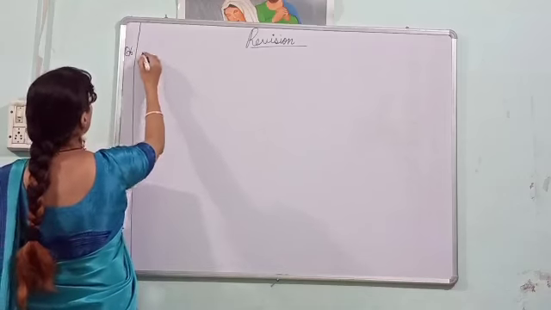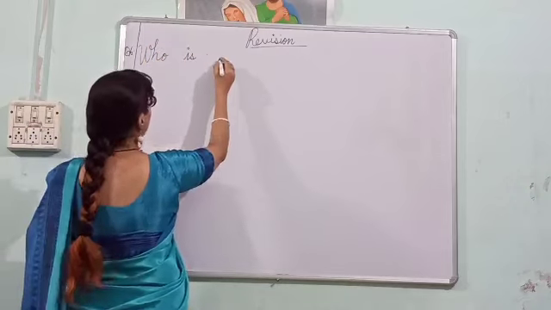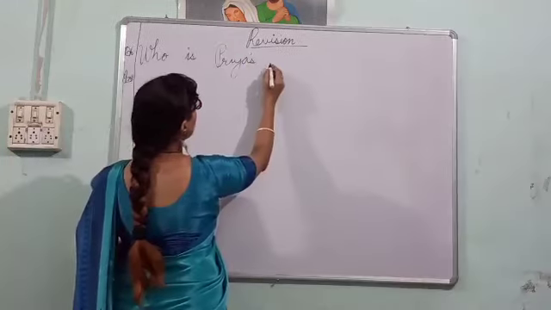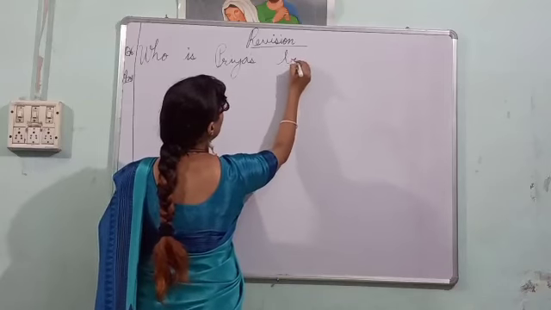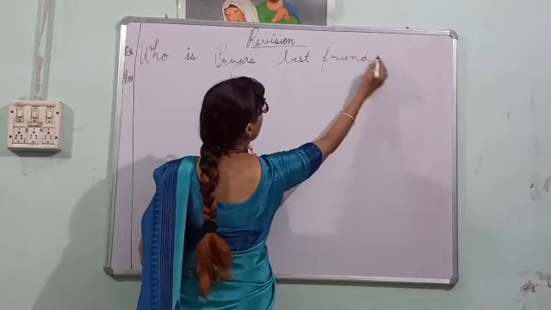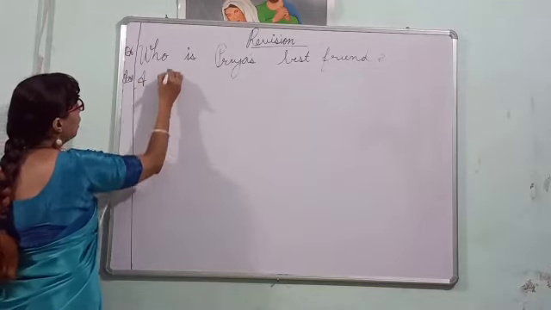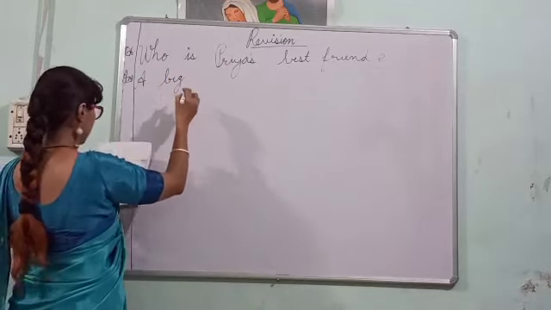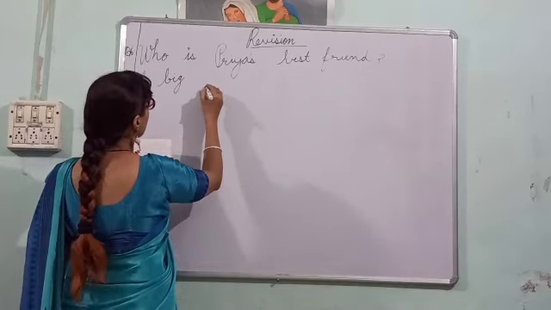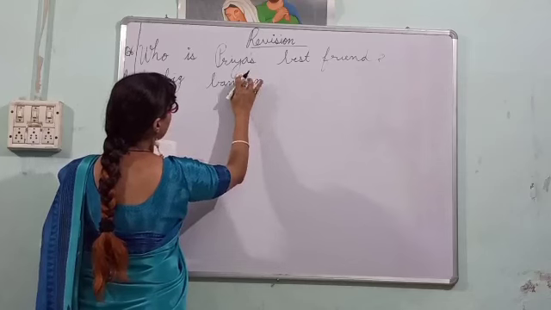Number 6. Who is Priya's friend? Priya's best friend, FRIEND. Who is Priya's best friend? And the answer is a big banyan. A big banyan.